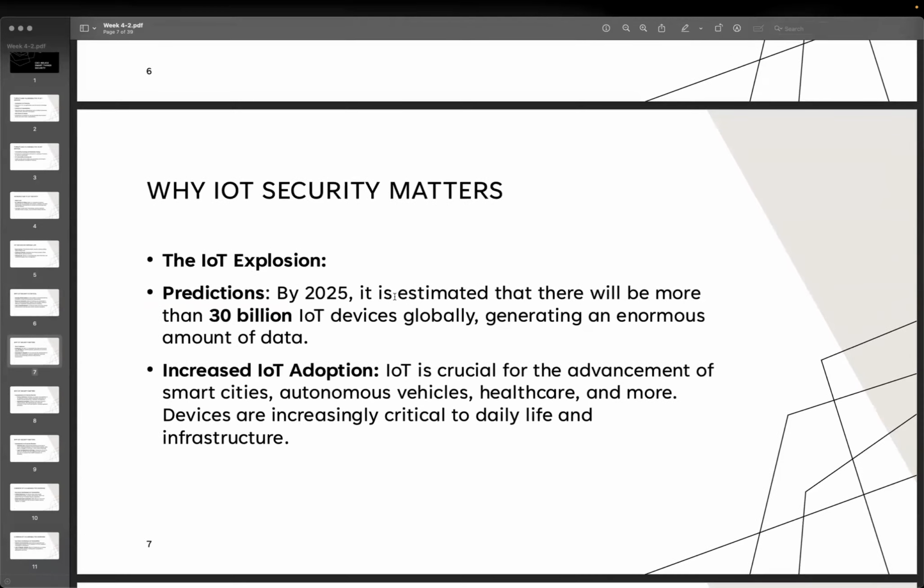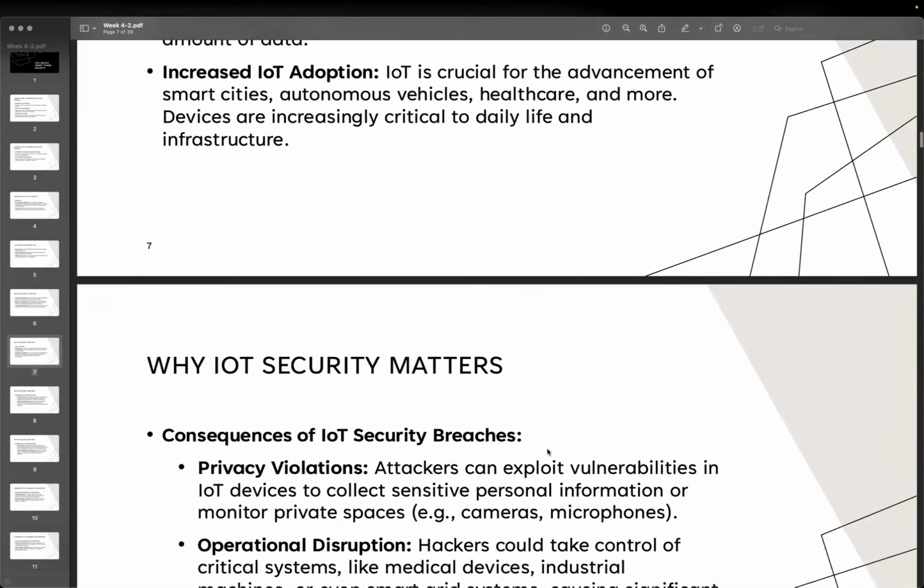And then about IoT exposure: based on predictions, by 2025 there may be more than 30 billion IoT devices globally. So you see, it's an enormous amount of data, and IoT adoption is also increasing, both for the advancement of smart cities, automated vehicles, healthcare, etc. Because they are increasingly critical to daily life and infrastructure, that's why it matters.